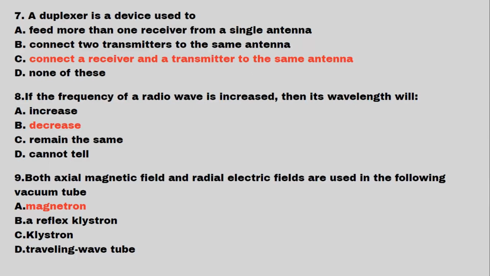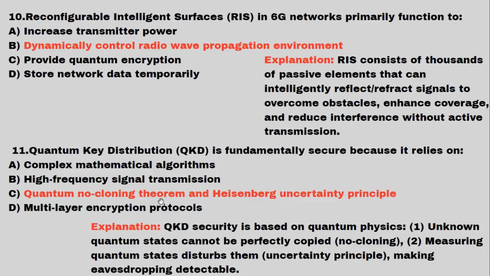9th question. Both axial magnetic field and radial electric field are used in which vacuum tube? It is called a magnetron. I told you about this magnetron. In a magnetron, both axial and radial fields are used. Okay, so let's go to the next question. That is question number 10.